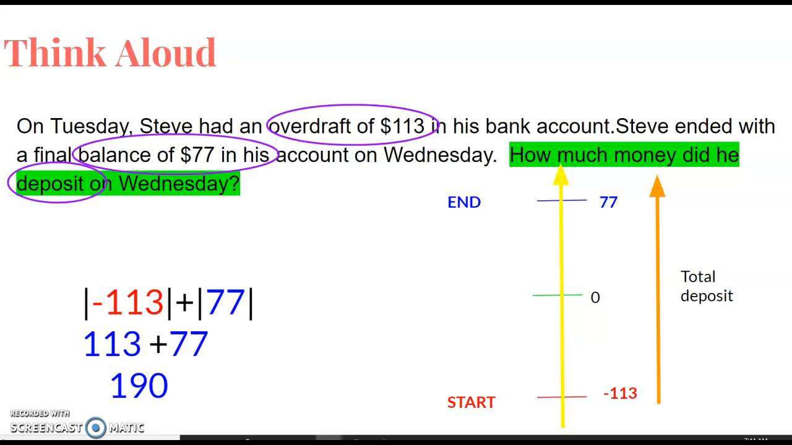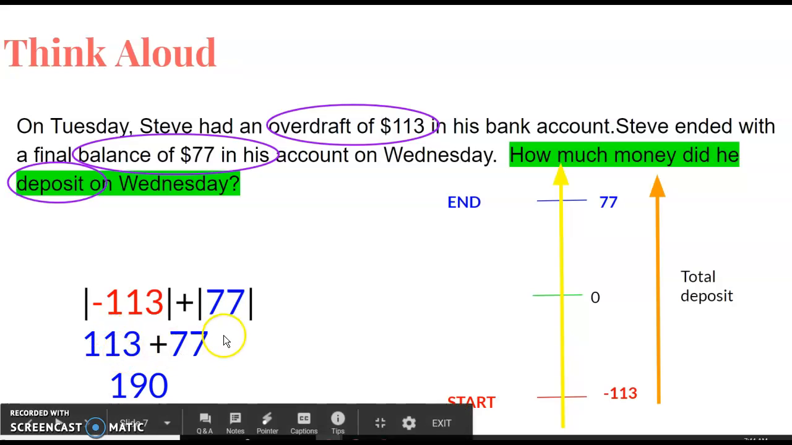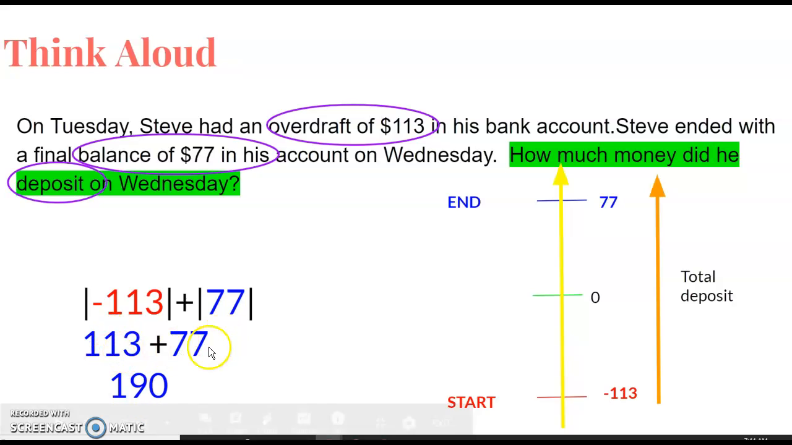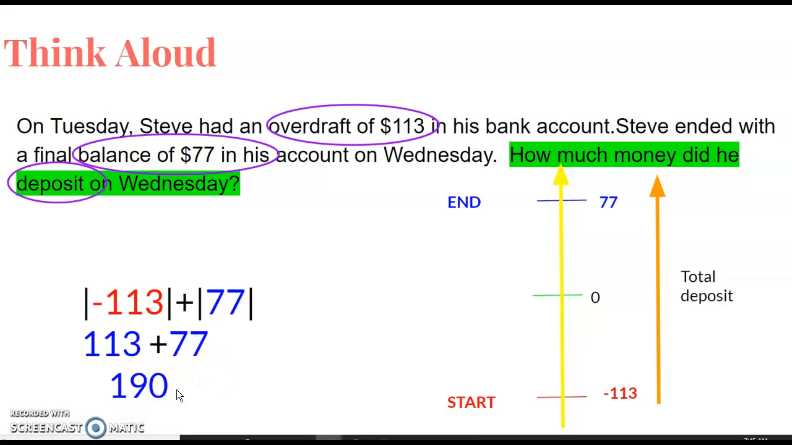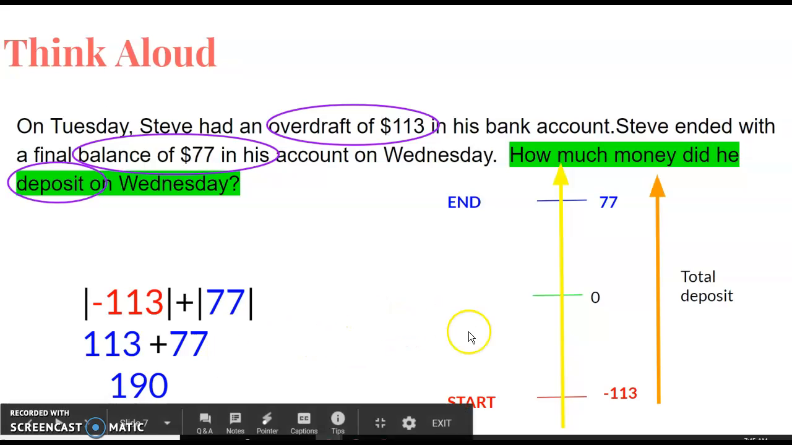positive $77. The absolute value of negative $113 is $113, and the absolute value of positive $77 is $77, and together that will be $190. So Steve deposited $190 in his bank account. That satisfied the $113 that he owed and also left him with a $77 balance.